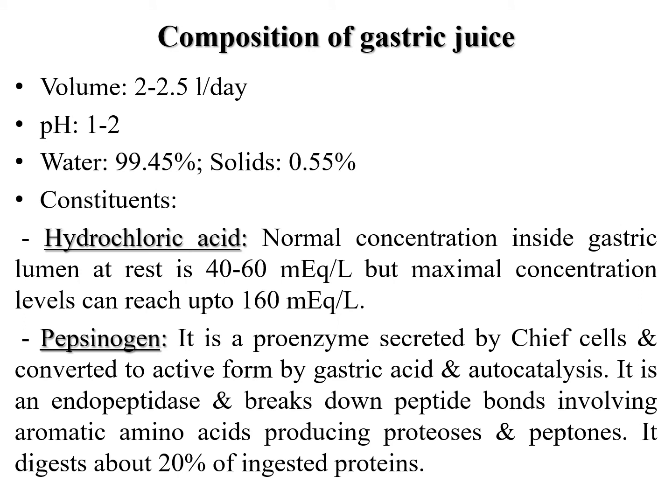Next important constituent of gastric juice is the proenzyme pepsinogen. It is secreted by the chief cells and converted to the active form firstly by gastric acid and then by autocatalysis. Means some amount of pepsinogen which comes out initially is converted to pepsin by the acid. Then the pepsin itself can convert more pepsinogen to pepsin. So initially by gastric acid and then by autocatalysis.